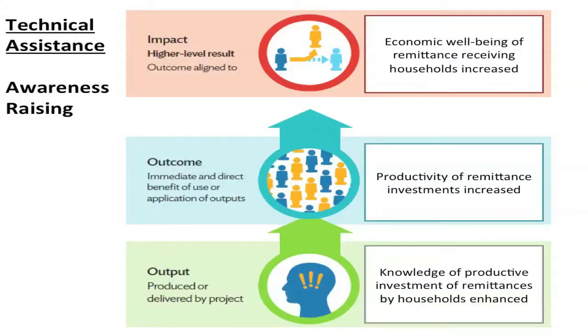Why are we doing this? At the end of the day, what's the high-level impact that we're aligning for? Well, maybe it's around the economic well-being of those households. More of those households are lifted out of poverty, or more of those households are better off. So that's the results chain we're looking for: output, outcome, leading up to impact.